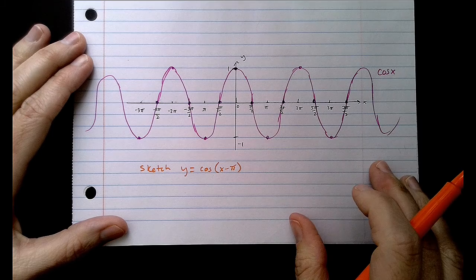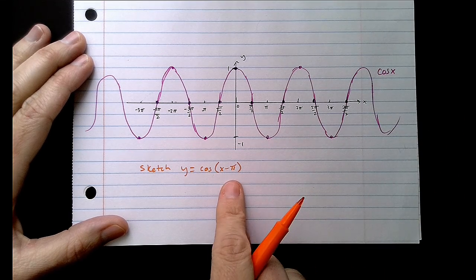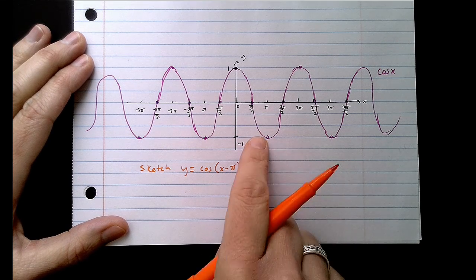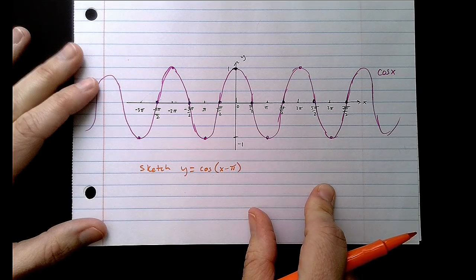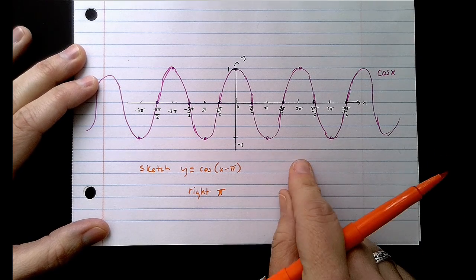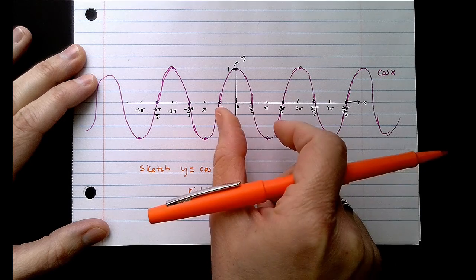Now let's look at another example, but this time I just used cosine to illustrate. In this particular case, you can see it's x minus pi. This means this graph is going to move to the right pi units. So just like above, we're going to take every single key point that I have and move it pi units.